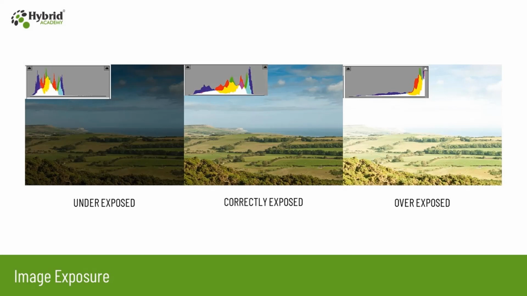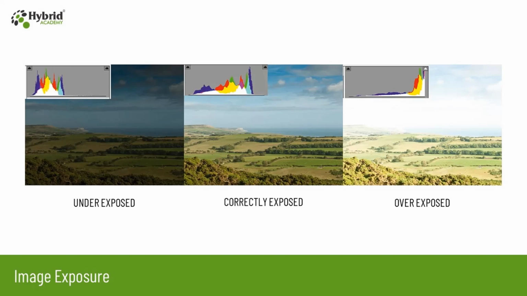In a correctly exposed picture, you will always see the histogram spikes in the middle of the histogram. If you look at the middle picture, on the top left corner there is a histogram, and you can see all the spikes are in the middle of the graph, which shows that this image is correctly exposed.